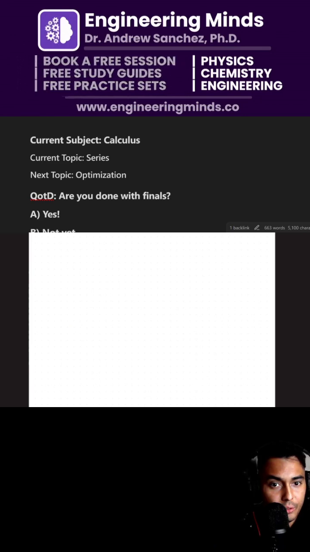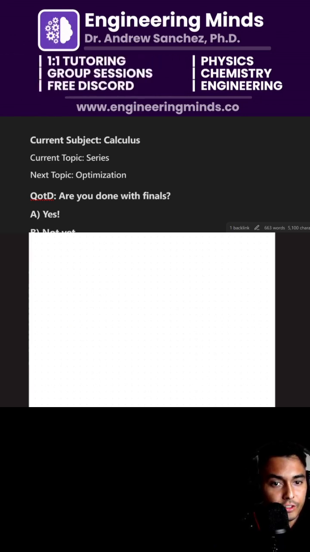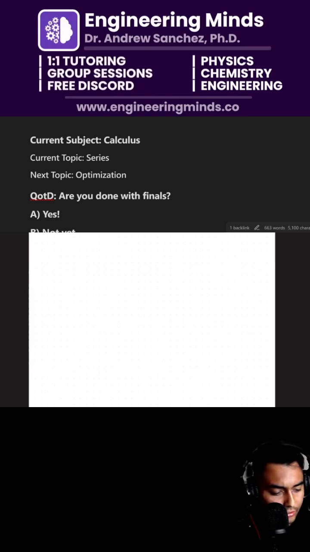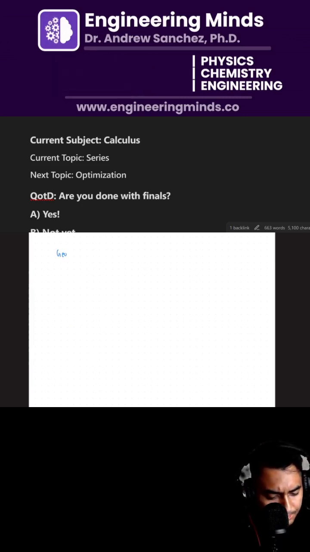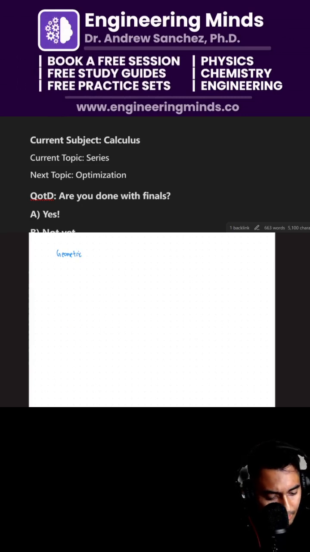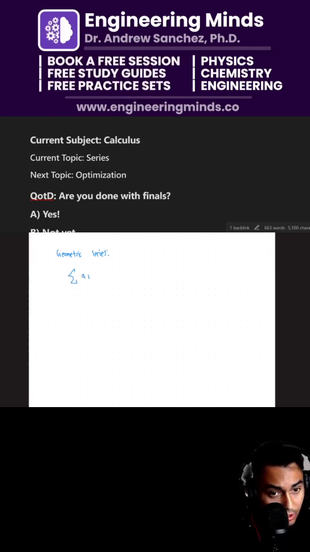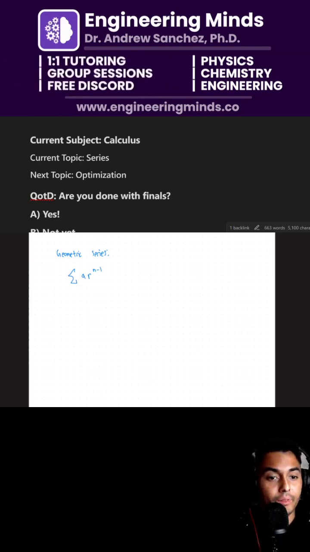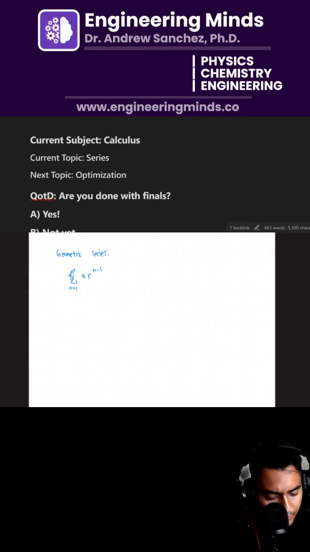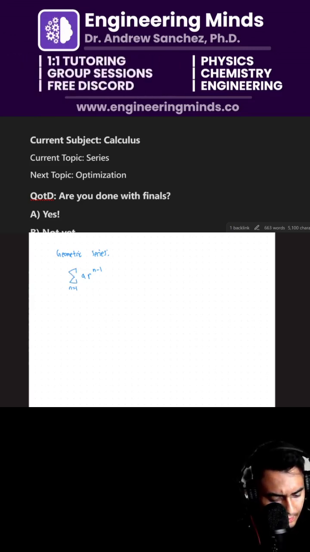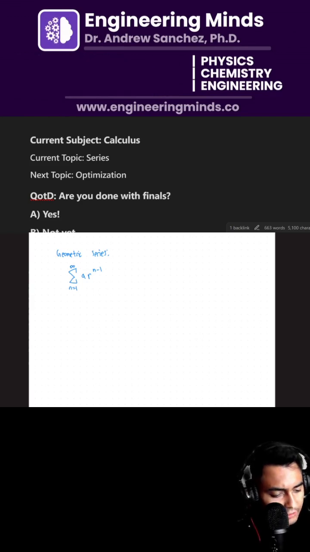Suppose that we know the sum of the first n terms of the series. Another example of an infinite series is called the geometric series, so you might as well start memorizing some of these. A geometric series is of the form summation of a r to the n minus 1, from n equals 1 to infinity. Let's rewrite this as a sum to infinity, and let's evaluate what this is going to be.